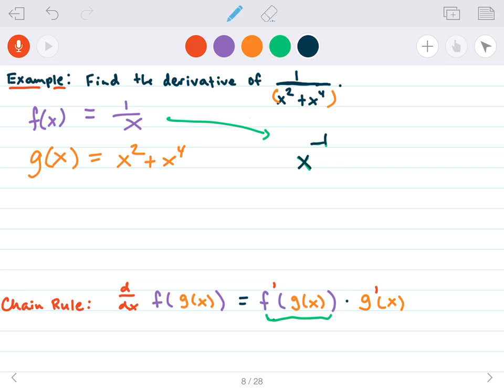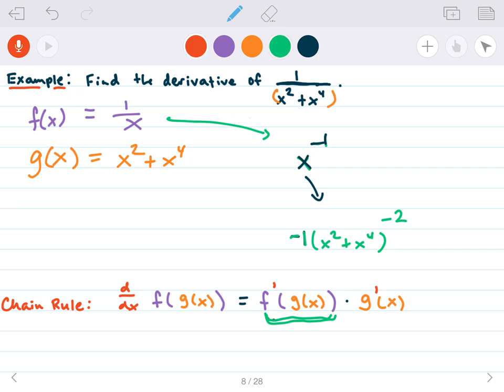When I take the derivative of this, I get negative 1. Now, I'm leaving what was inside to begin with alone, which was x squared plus x to the 4, right? So this is negative 1, x squared plus x to the 4, and negative 1 minus 1 is going to be negative 2. So that's this first part that I just did. I took the derivative of f of x, and inside for x, I made sure to keep g of x, which was x squared plus x to the 4.